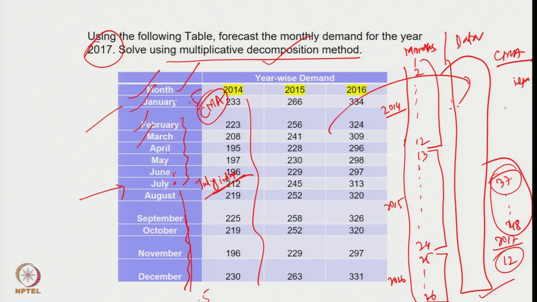So this is the decomposition method, which is very easy to understand and popular in industry also. So with that, let us conclude the session on the multiplicative decomposition method and the comparison of the Winter method and the decomposition method. I believe it is clear to everybody.